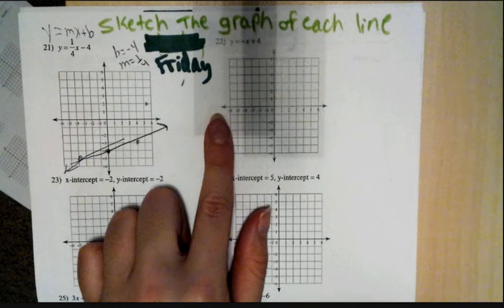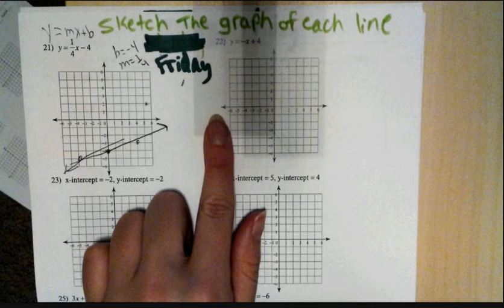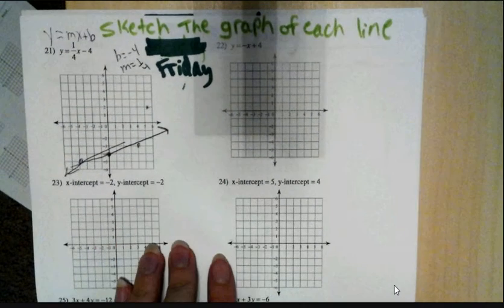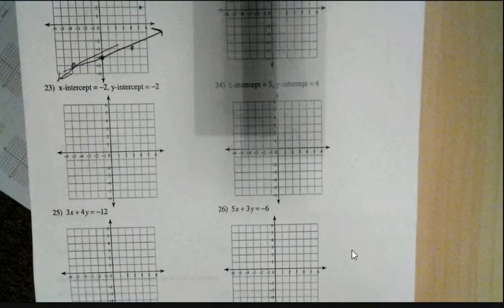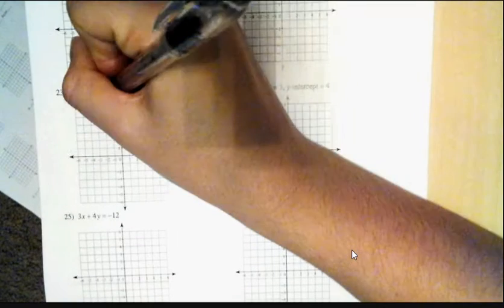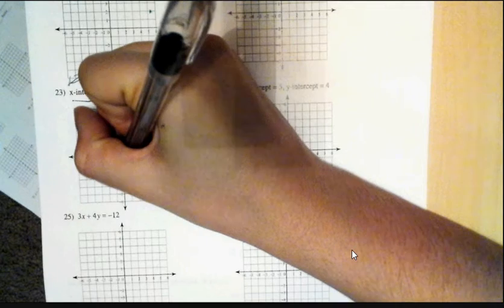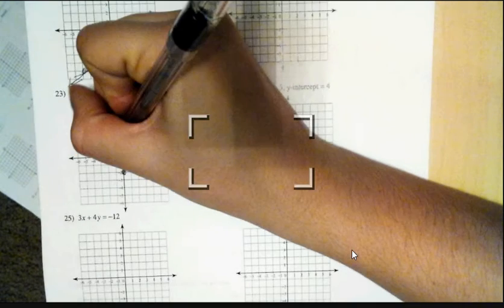Now go ahead and try number 22. Number 23, guys, is a little bit different, as well as 24. So you're given the x-intercept and the y-intercept. We talk about the y-intercept a lot, and that is where the graph of the line crosses the y-axis. The x-intercept is where it crosses the x-axis. So here they both have to be -2.